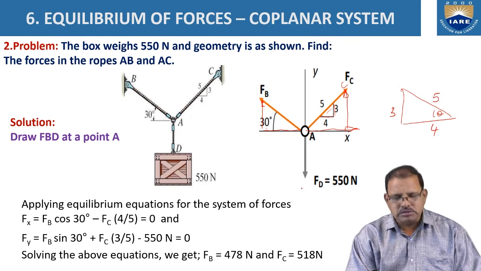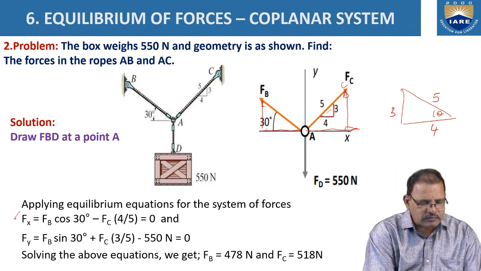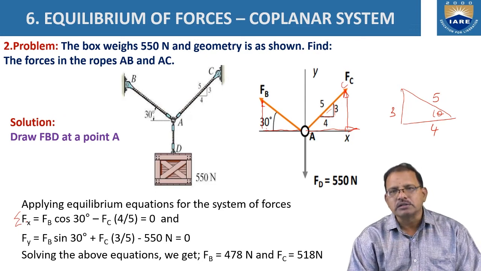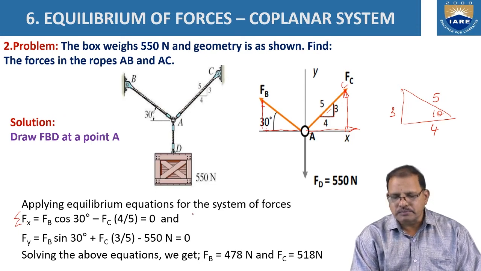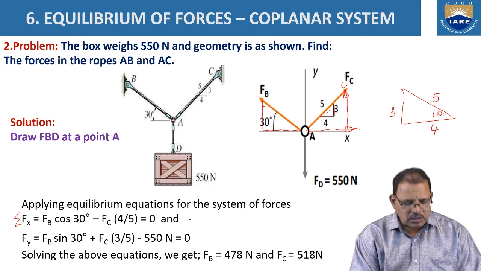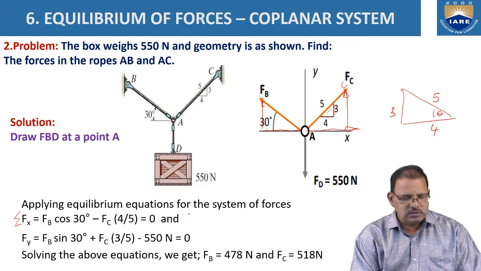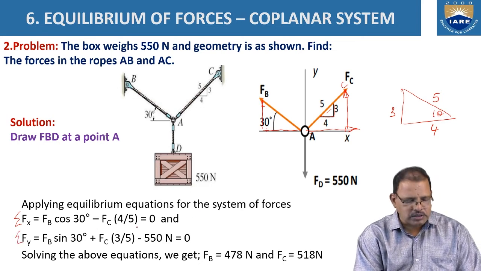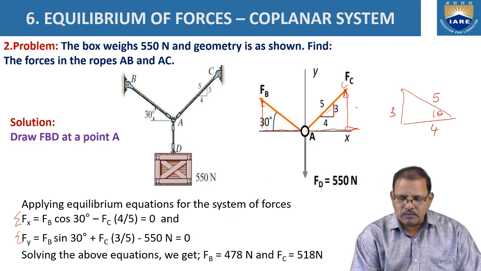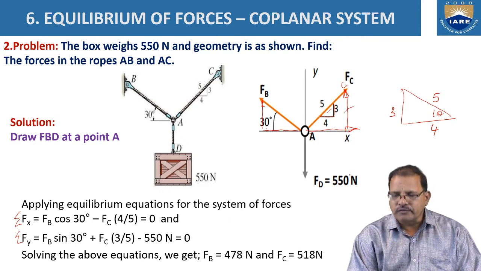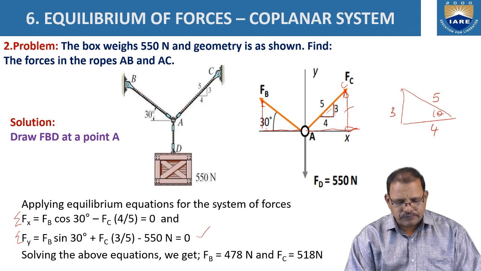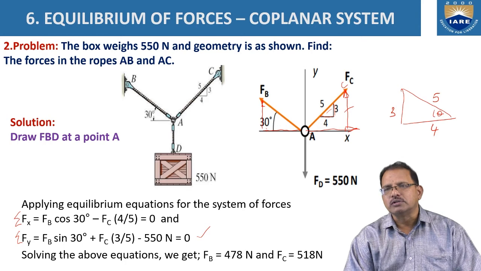Now, applying equilibrium conditions for this system of forces, we get sigma fx is equal to, that is the sum of the components of forces which are acting along the x direction. It is equal to FB cos 30 positive minus FC into 4 by 5. It should be equal to 0. The second one is the sum of the components of forces which are acting along the y direction, equal to FB sin 30 upward minus 550 newtons downward. It should be equal to 0. On solving these two equations, we got FB is equal to 478 newtons and FC is equal to 518 newtons.